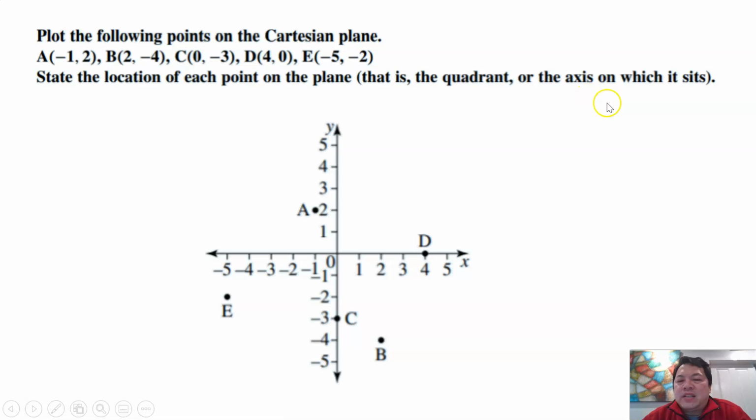Now state the location of each point, whether in a quadrant or on an axis. A is in the second quadrant. Remember, the first quadrant is here, the second quadrant is here. B is in the fourth quadrant. C is on the y-axis. D is on the x-axis. And E is in the third quadrant. Easy to understand so far, everyone?